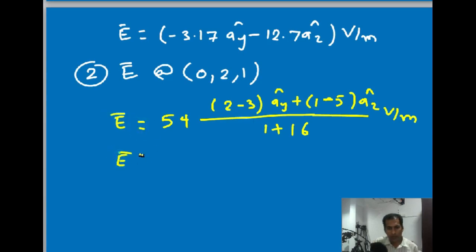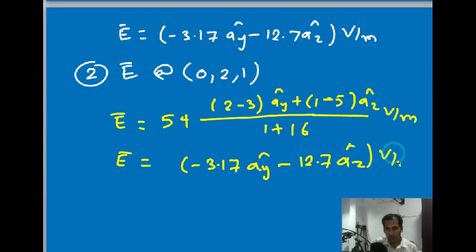So you should practice this on calculator. I will write the answer here so you can tally. So minus 3.17 AY cap minus 12.7 AZ cap volts per meter. So this is the E bar for this term.